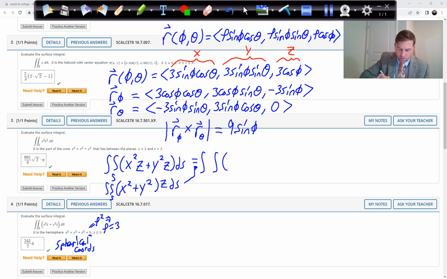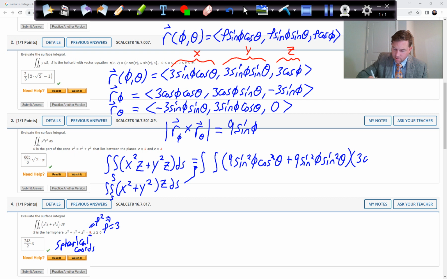So let's just do x squared plus y squared. X squared is going to be 9 sine squared phi cosine squared theta. So I'm squaring absolutely everything in that x term, plus now square everything in the y term, 9 sine squared phi sine squared theta. Okay, that's x squared plus y squared times z. Z is 3 cosine phi, but it's also times this.